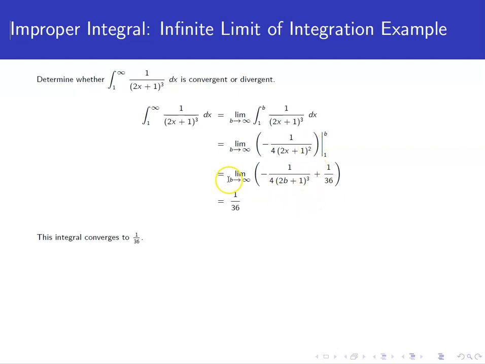Now, as b gets very, very big, certainly 2b plus 1 gets very, very big. We cube it, it gets really, really big. So if we're doing 1 over something really, really big, it gets really, really small. So this limit will be 0 for that piece. So overall, the limit will be 1 over 36.